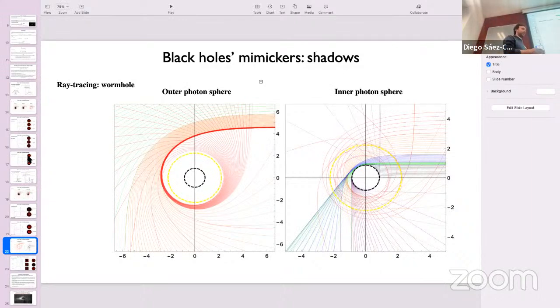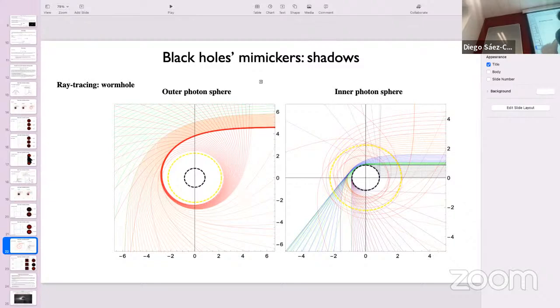Well, the wormhole in this case has two photon spheres. So there are two locations of unstable circular orbits. That is going to give you, obviously, two photon ring emissions located at different ranges of the impact parameter. In order to make it clear, because if you put all the trajectories together, it looks very messy and you cannot see anything, first we compute the trajectories that come from the outer photosphere and beyond, and then the ones coming from the inner photosphere.